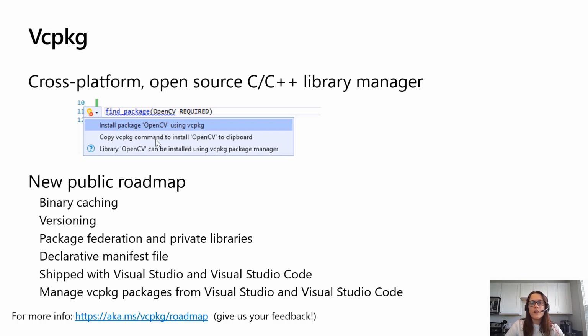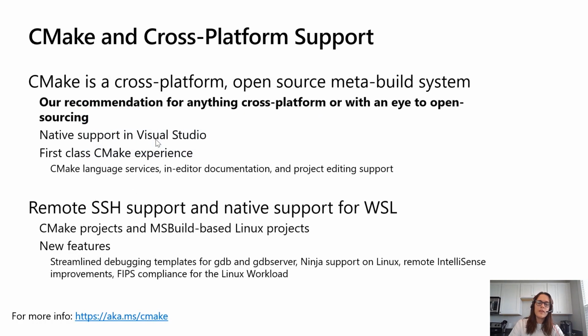Right now, you can only bring down and build libraries locally, but we'll be adding support for binary caching and remote hosting services to improve the speed of acquisition, as well as allow developers access to the exact same binaries. You'll be able to specify which version of a library that you want to install. You'll have a first-class experience using your privately hosted libraries with VC Package, in addition to all of the libraries that are available on the open source catalog. We'll be adding support for a declarative manifest file that can be checked into source control and consumed by VC Package, as well as better support in both Visual Studio and Visual Studio Code.